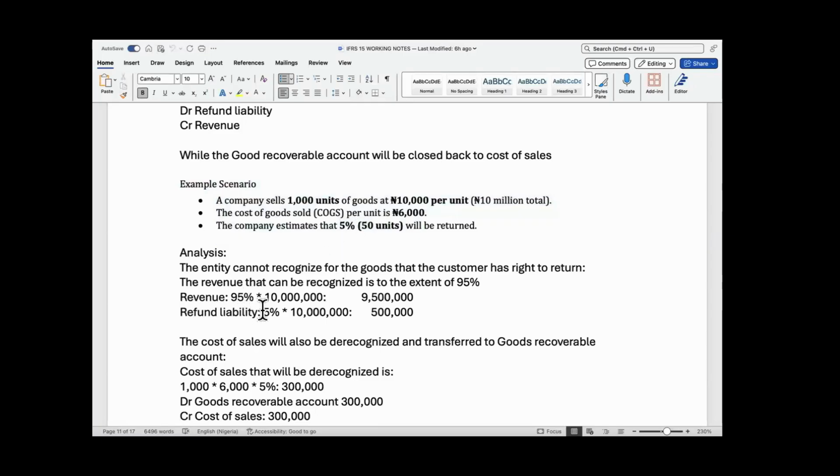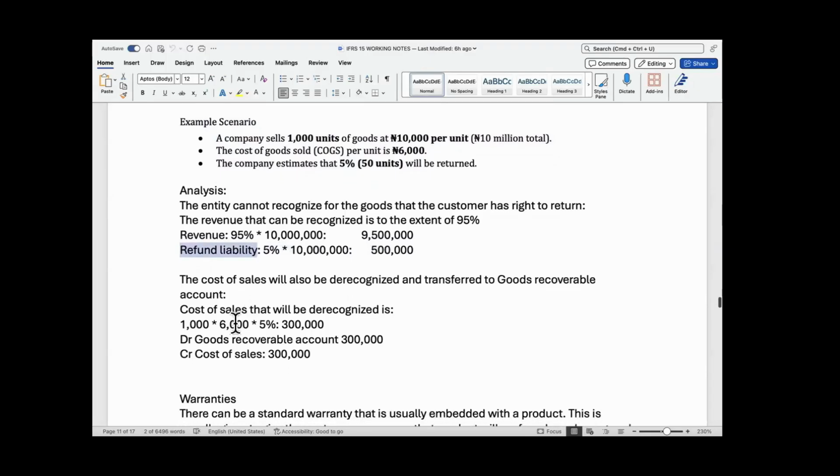And you see that 5% of our total revenue, of the total consideration received, was recognized as a refund liability. And we also removed the cost of sales, to the tune of 5%, which is the portion that the customer can return. We transfer that to a goods recoverable account. That is all you need to know for sales and rights of return.